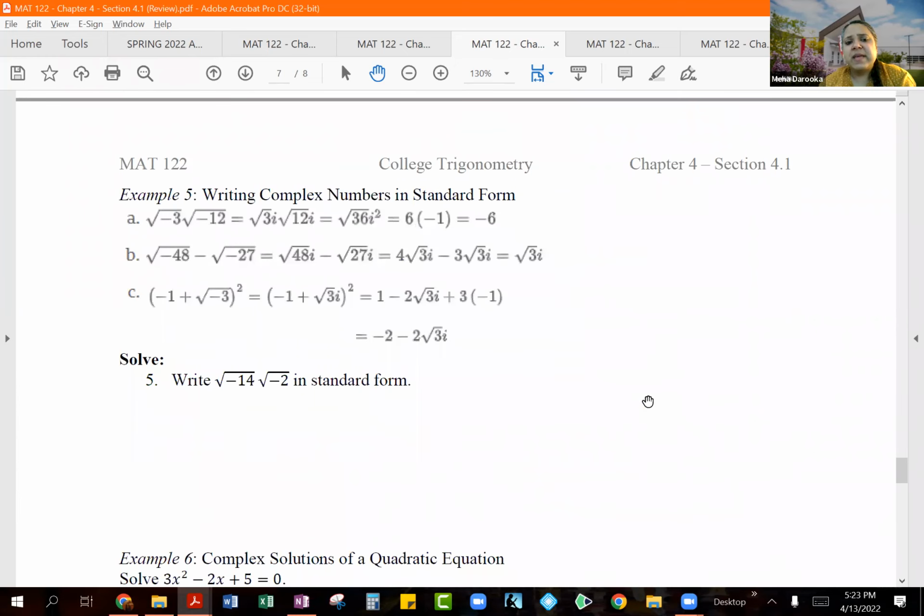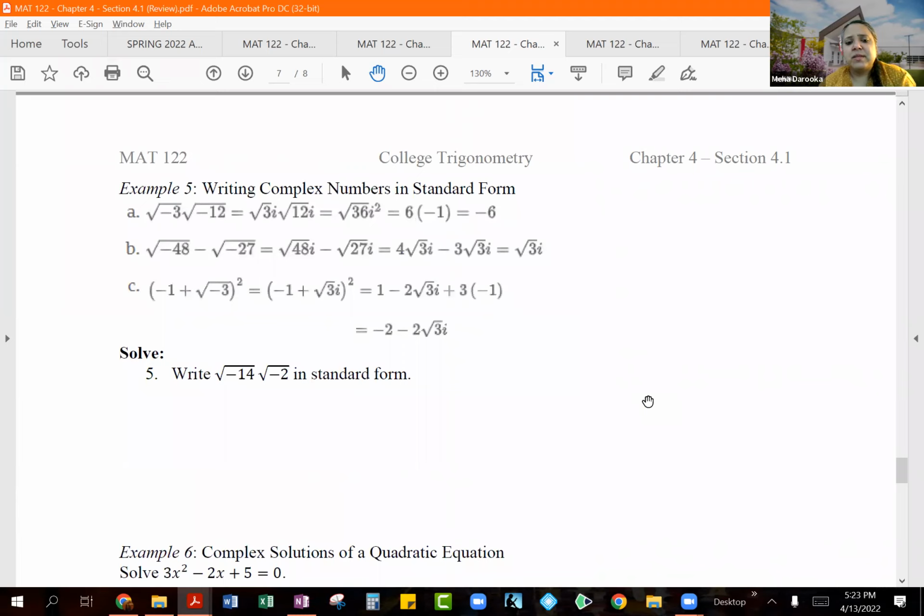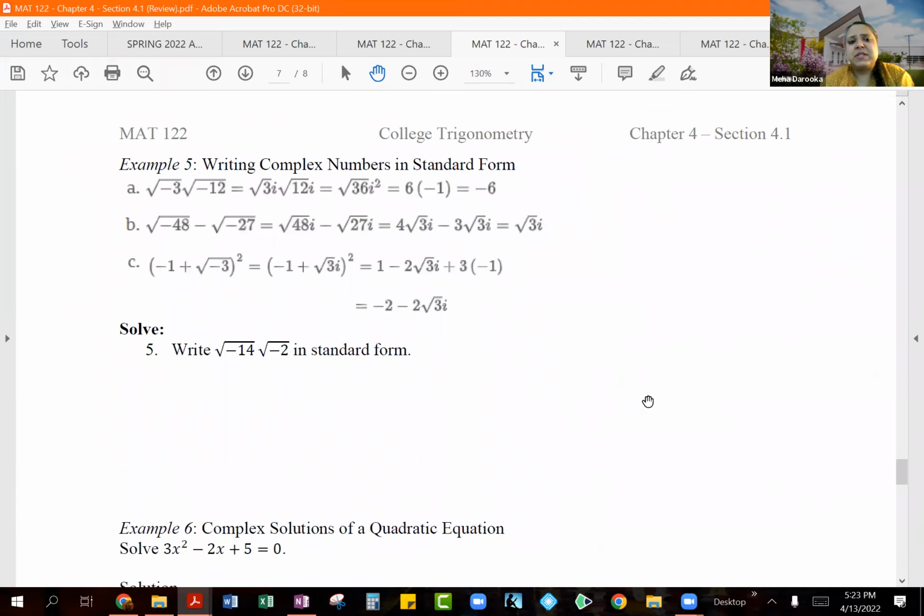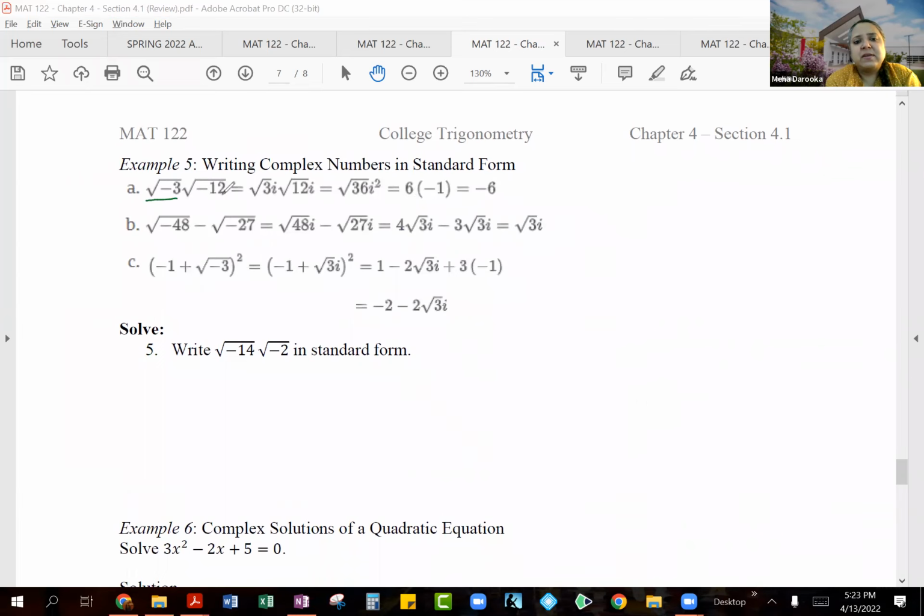So they're showing you again how you would work with examples like this. So this one in part A, again, you will see there are two separate radicals. Of course, each one of them will give you an i, which will come out to be i squared, which will turn into a negative number, a -1. And then once you clean up square root of 3 multiplied by square root of 12, that becomes square root of 36, which simplifies into 6. And you end up getting -6 as your answer. So something similar will happen here.